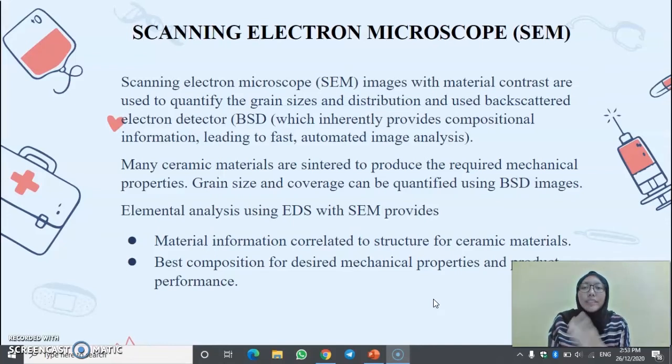So, for the first one, it is the scanning electron microscope. The scanning electron microscope is used to quantify the grain size and distribution, and uses a backscatter electron detector, which is BSD, which inherently provides compositional information leading to fast and automated image analysis. And the elemental analysis using EDS. In this case, we are using EDS with SEM that can provide material information correlated to structure for ceramic materials and the best composition for desired mechanical properties and product performance.